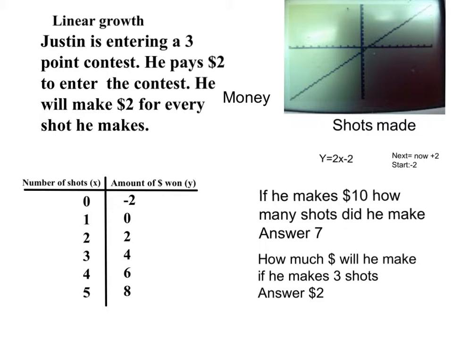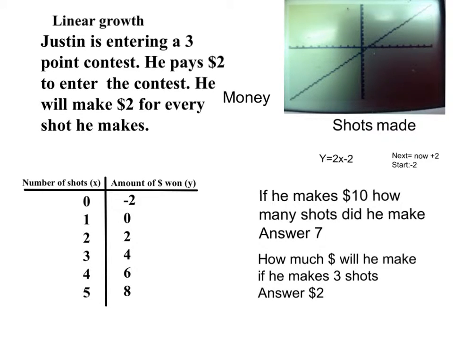Linear growth. Justin's entering a 3-point contest. He pays $2 to enter the contest. He'll make $2 for every shot he makes. For this problem, our explicit equation was y equals 2x minus 2. Our recursive equation starts at -2 and its next equals now plus 2.